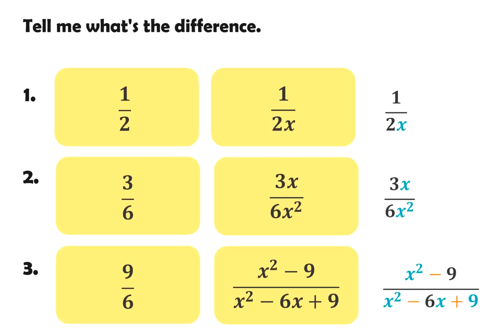Ngayon, anong napansin nyo dito sa activity natin? Dito sa first column, this is what we call fraction. Ngayon, dito naman sa pangalawang column, this is what we call rational expression. So, my question is, ano nga ba yung rational expressions?